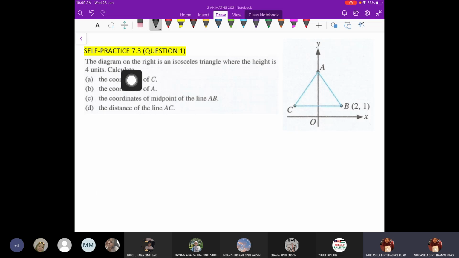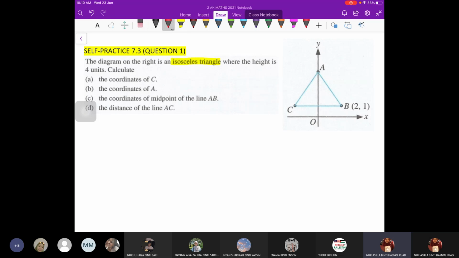So the diagram on the right is an isosceles triangle. So this is also another type of triangle that you should know the characteristic of. Okay, isosceles triangle is not an equilateral triangle.